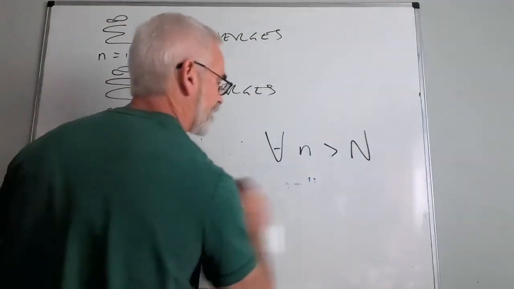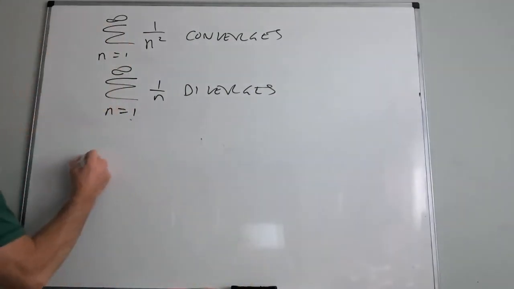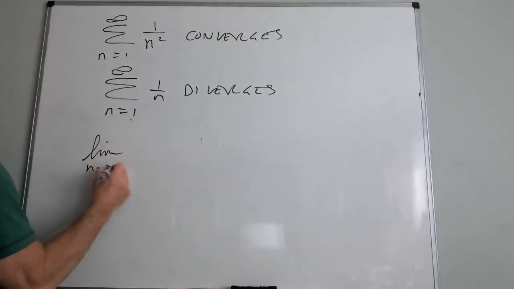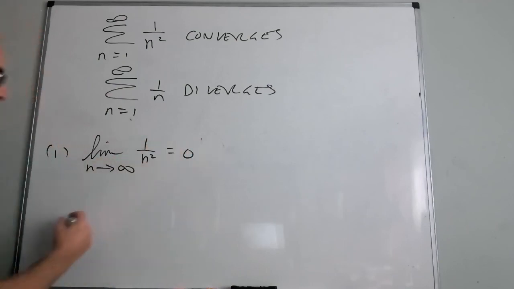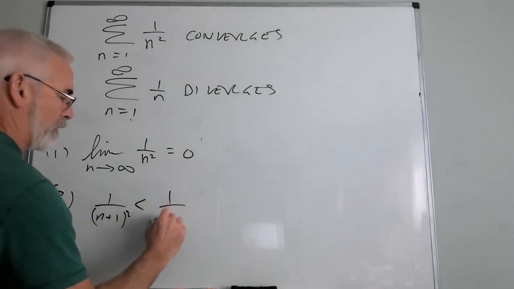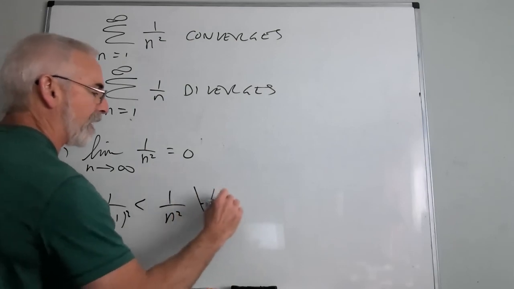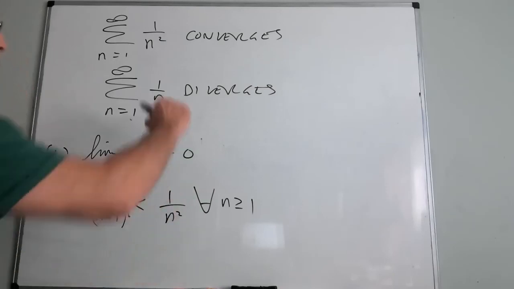And I want you to notice, both of these series, if I take the limit as n goes to infinity of 1 over n squared, that's 0. And 1 over (n+1) squared is always smaller than 1 over n squared. We'd say for all n greater than or equal to 1. For every single number in this series, the terms are getting smaller. So this guy right here passes both pieces of the nth term test. Well, what about this guy?